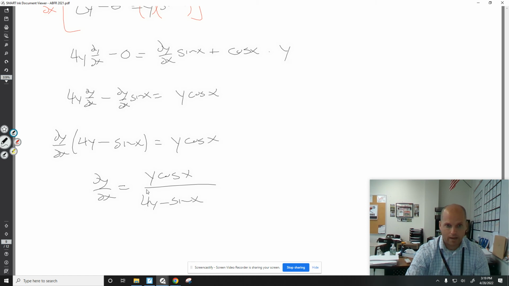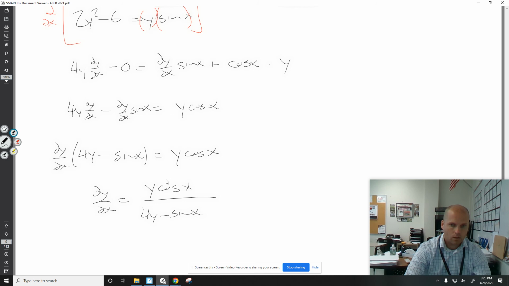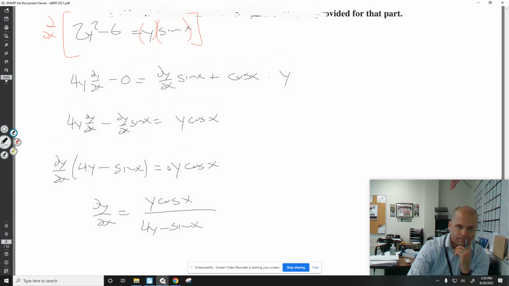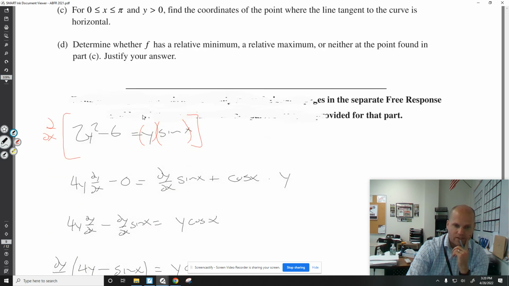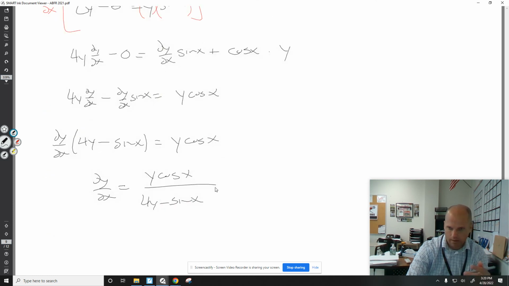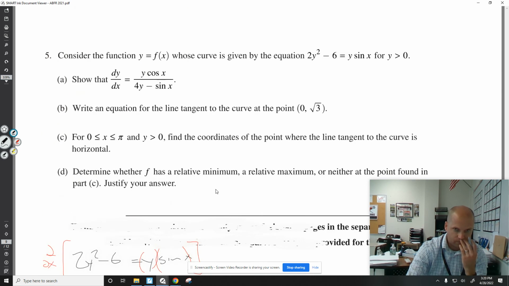Four cos y, y cos x over 4y minus sine x. Computer froze. It's great. Y cos x over 4y minus sine x. Okay, great. You just got a couple points. Write an equation for the line tangent to the curve at the point 0, root 3.